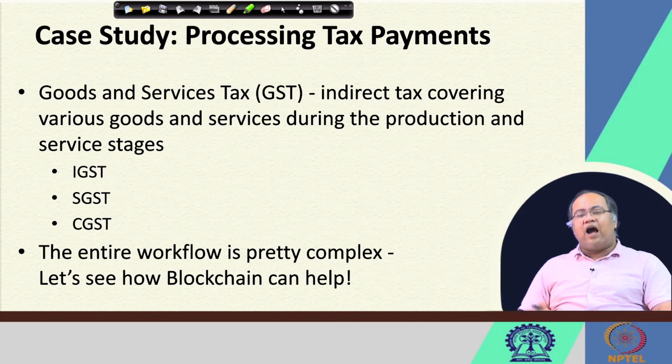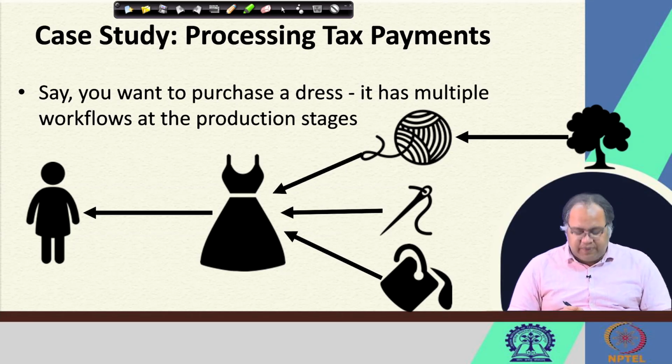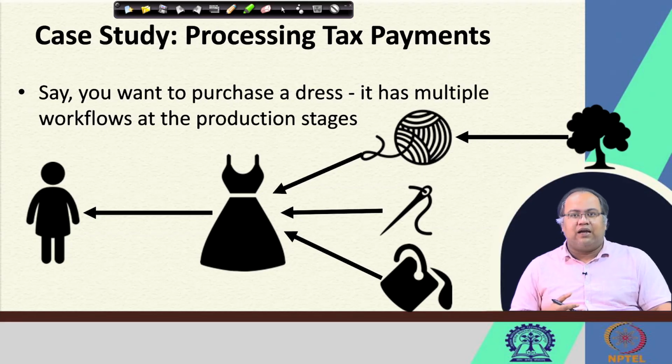So let us see how blockchain can help in that aspect. Here is an example. Say you want to purchase a dress. Whenever you purchase a dress, it has multiple workflows at its production stages. That means the cotton is being produced. From the cotton, and from other sources too, the raw materials are taken up. Then those individual components are integrated to finally prepare the dress, and then it goes to the end user. At different levels, for example, the people who build the dress buy the raw materials and sew the dress, and then it goes to the market.